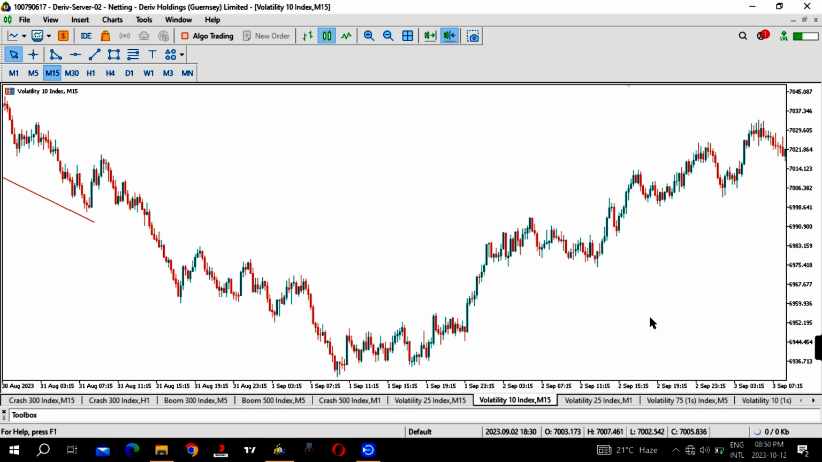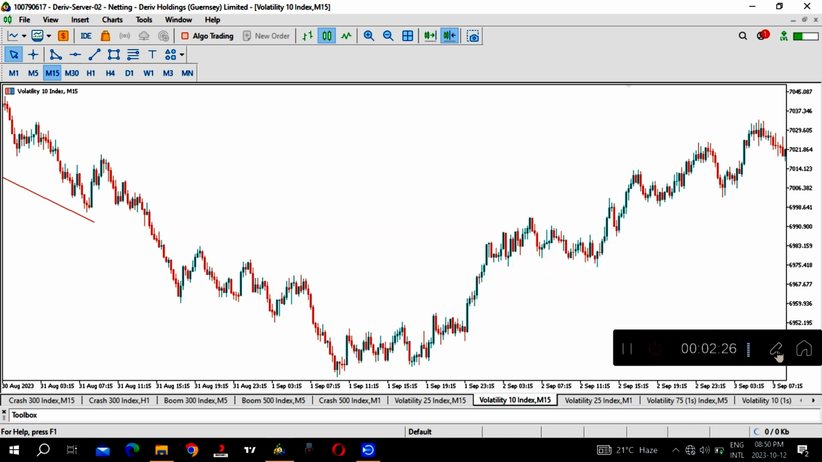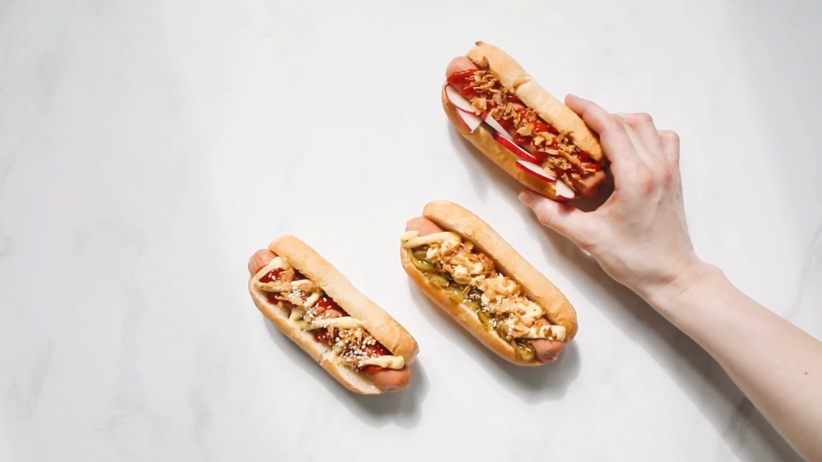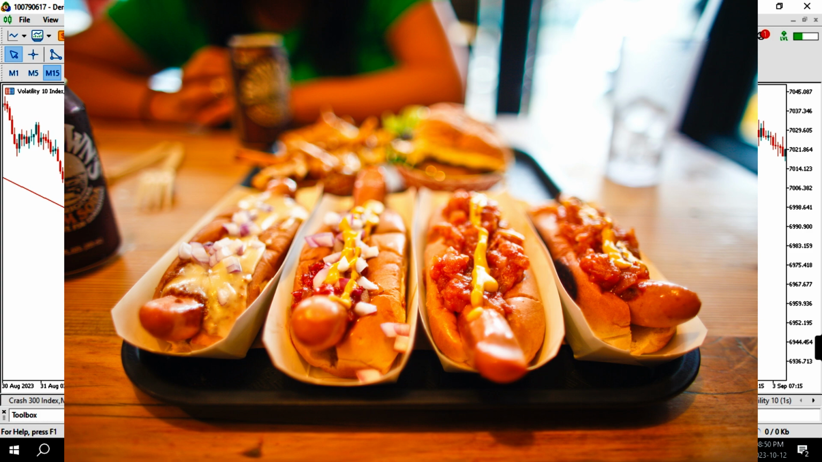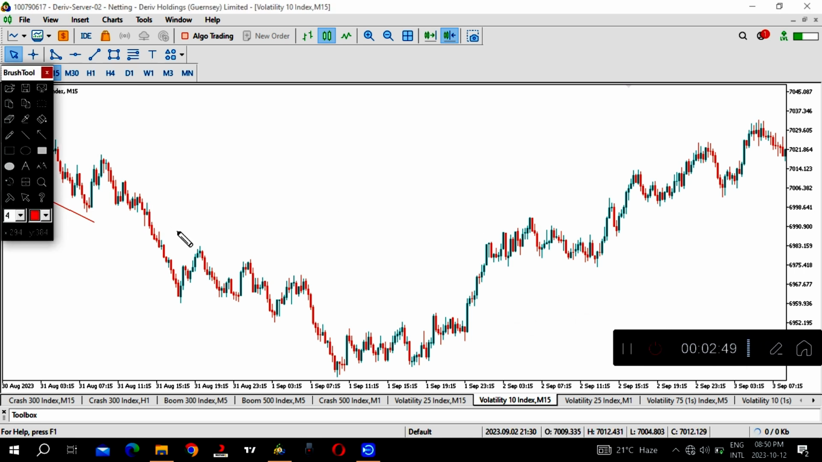So in a nutshell, the difference between a supply and a demand is this. Let's say you are supplying pizzas or hot dogs, whatever. If the supply of hot dogs is too much, there's going to be a drop in price, because everyone is selling hot dogs. If I don't buy from you, I'll buy from someone else, right? So a supply is an area where the market is going to fall. Like this over here, this can be a supply zone, because the market dropped down in price. If there's a supply of many things, the price is going to drop.